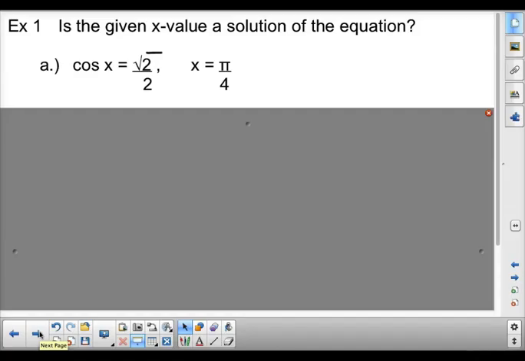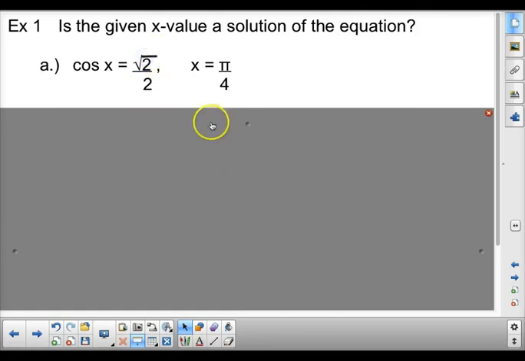So the first thing we're going to start out is checking to see what is a solution to an equation. So in example 1, is the given x value a solution of the equation? The cosine of x is equal to the square root of 2 over 2. If I'm given that x is equal to pi over 4, let me go ahead and scoot this over so that it's a little better there.